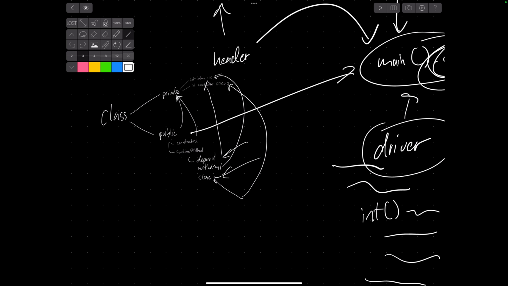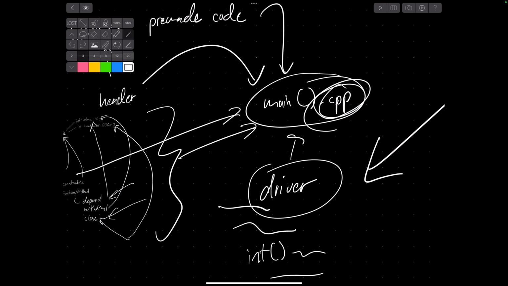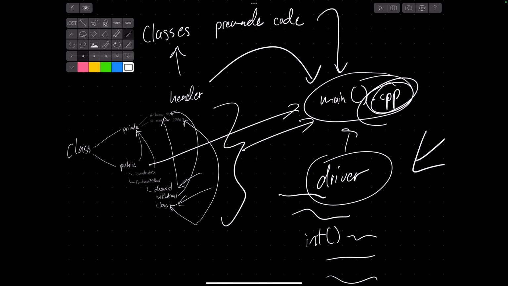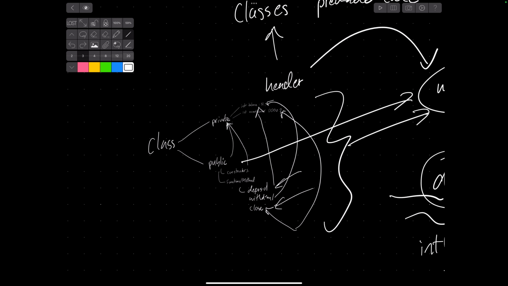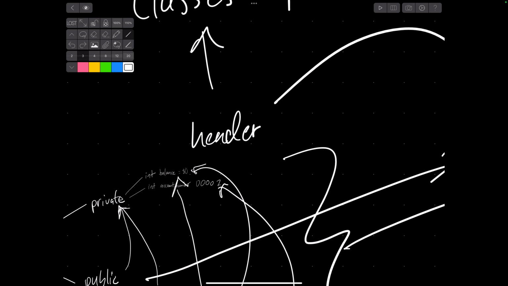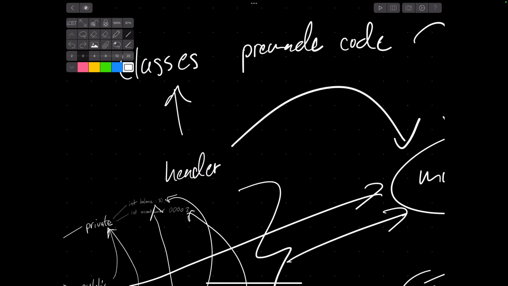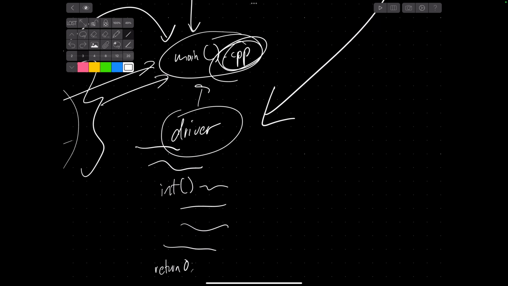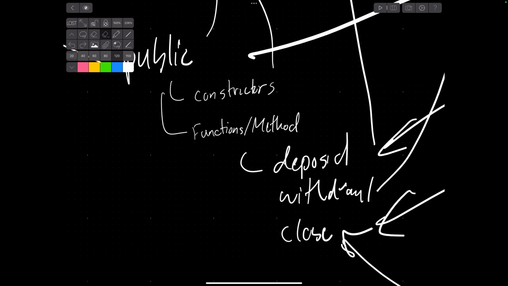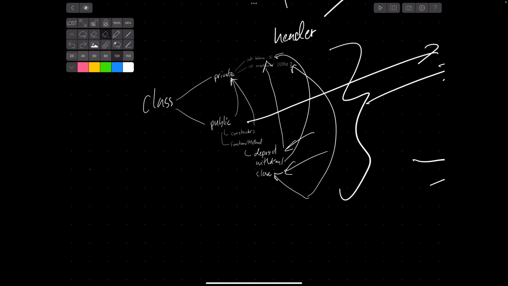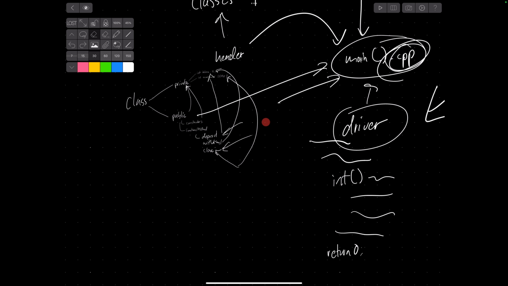And like I said, we could implement this all in our main, but that would make our main really long. So it's better to compartmentalize it into a separate file. And then this way we can import our header file into any other program we want and then use the functions that we've made. So that's just a quick breakdown of what classes are.